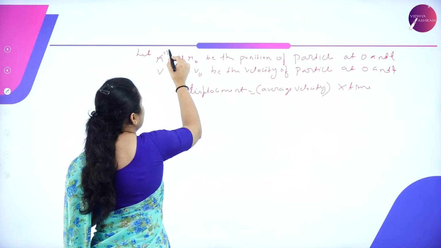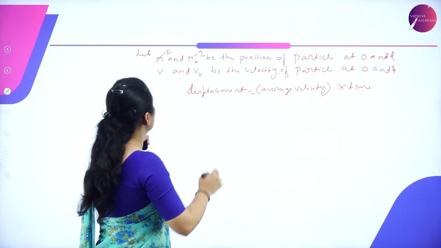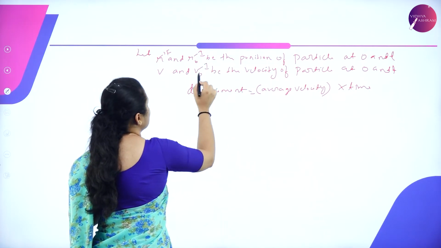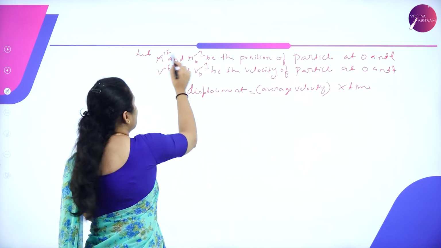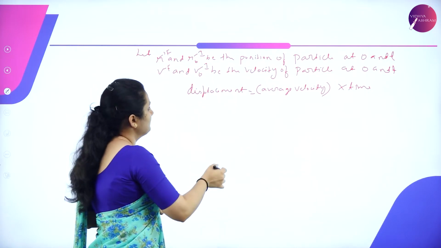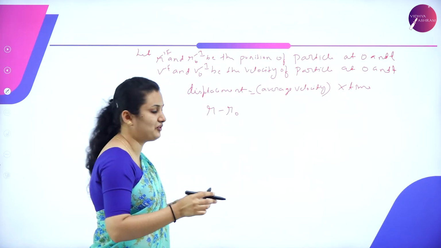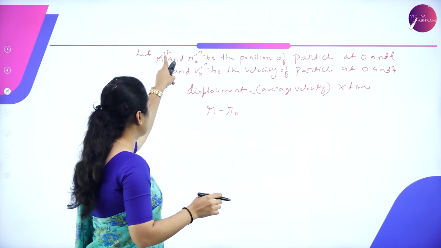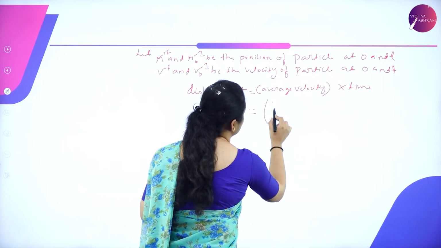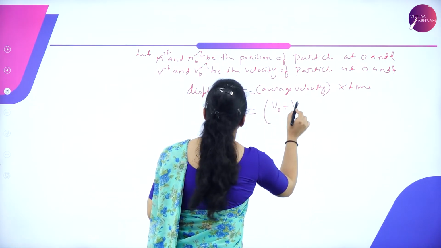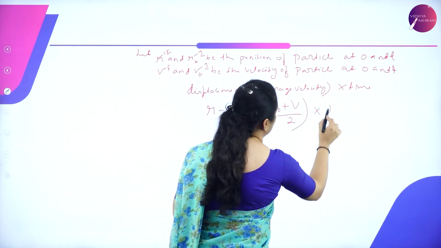r is my final position. r naught is my initial position. So v naught is my initial velocity, and v is my final velocity. So the displacement will be r minus r naught. How will you find the change? The final position minus the initial position is equal to the average velocity, which we have learned is v naught plus v divided by 2, the mean, into time t.